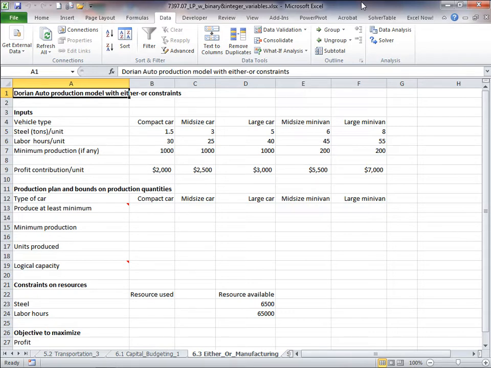this problem is another problem that requires us to consider the use of binary variables. But the reason is because we have decisions to make. The reason we call it either or manufacturing is because we have assembly lines that can be used to produce either this model or that model, but not both.